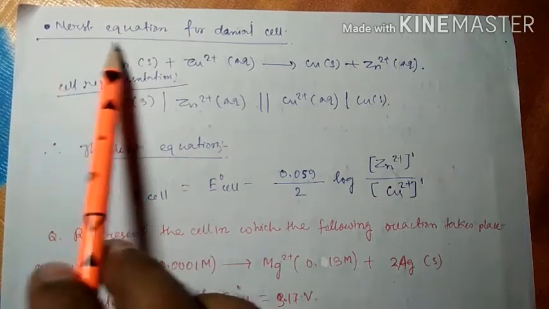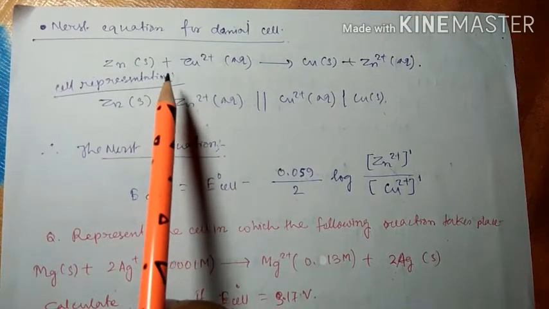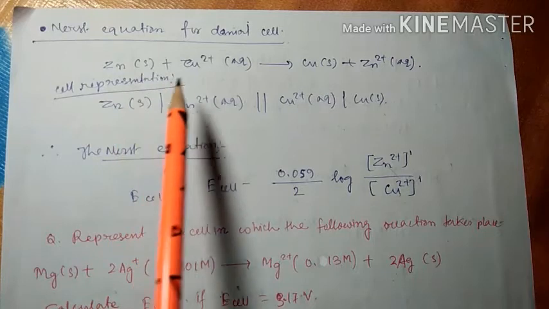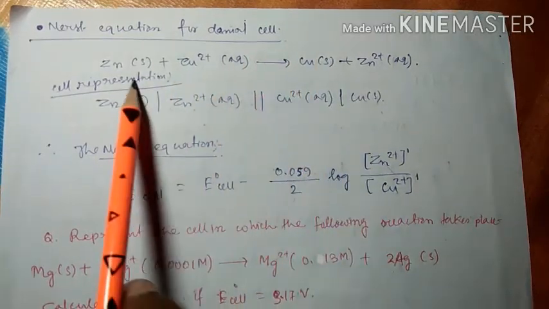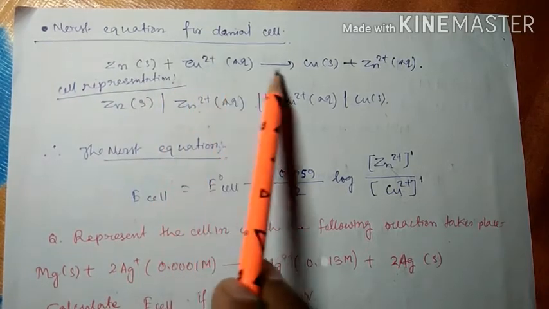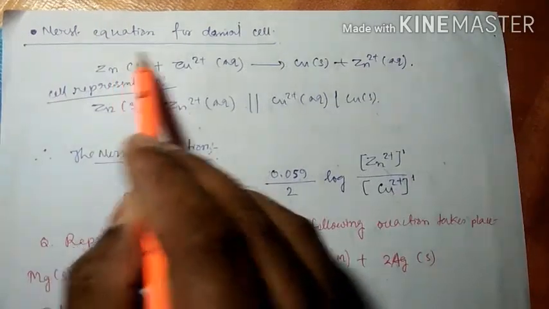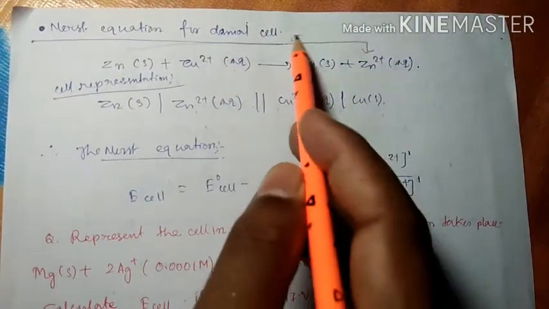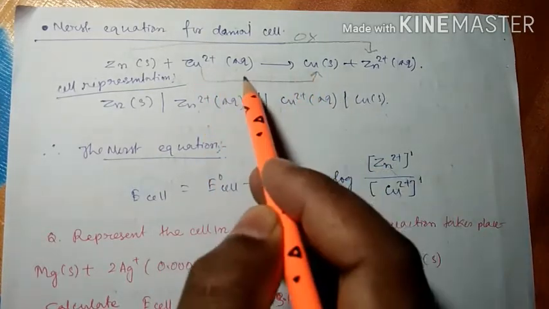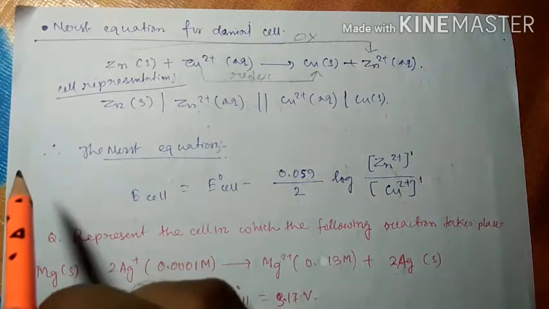See, the Nernst equation for the Daniell cell. As you know, the Daniell cell consists of copper and zinc electrodes, and the salt solutions are of zinc salt and copper salt. Suppose this one is zinc solid, and copper 2 positive aqueous goes to copper solid, zinc 2 positive aqueous. Zinc going to zinc 2 positive is oxidation, and copper 2 positive to copper 0 is reduction. Okay, this one is reduction.